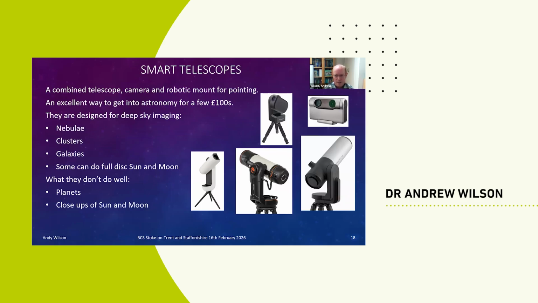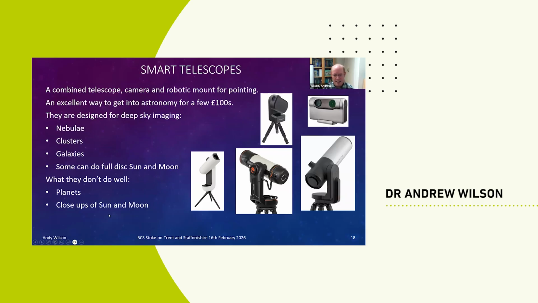The one thing to note, though, these smart telescopes are really designed for what's called deep sky imaging. This is observing nebulae, clusters, and galaxies. They can also do the full disk of the sun and moon, but what they really don't do well is planets and close-ups of the sun and moon. For those, what you need is a large telescope with a large lens because that's what provides the resolution. And you also need a long focal length. So these aren't really designed for that kind of imaging. So if you want to see the planets and the sun and the moon, a traditional telescope is typically the better way to look.